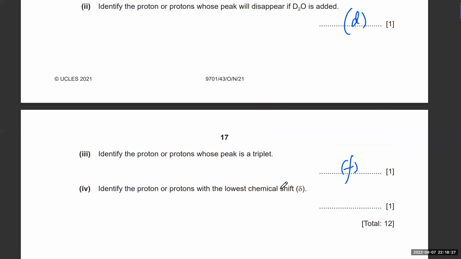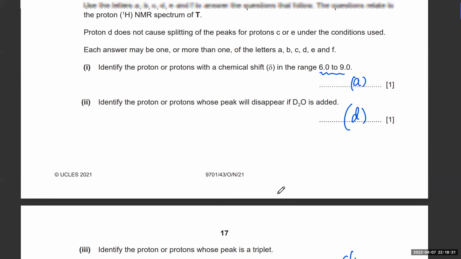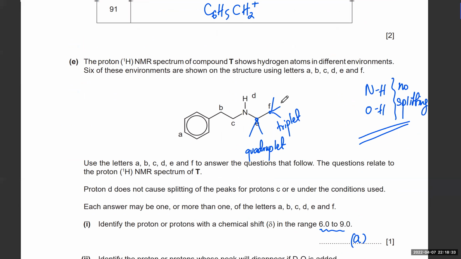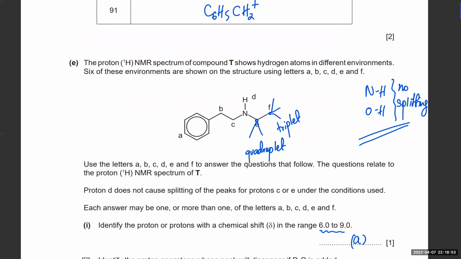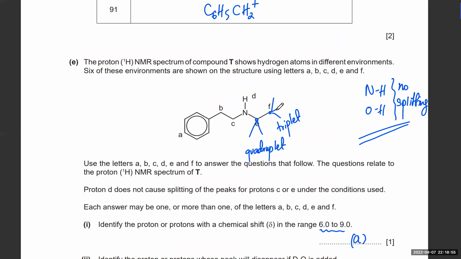So the lowest, what does lowest mean? Smallest? With the lowest chemical shift value. That is, I think, F, because the lowest you go is 1. You actually do have this one. The lowest one is, I think, the carbon chain one. It's 0.92, 1.7. So that's the lowest. So the one that belongs to the carbon chain, it's this one. I think it's F.